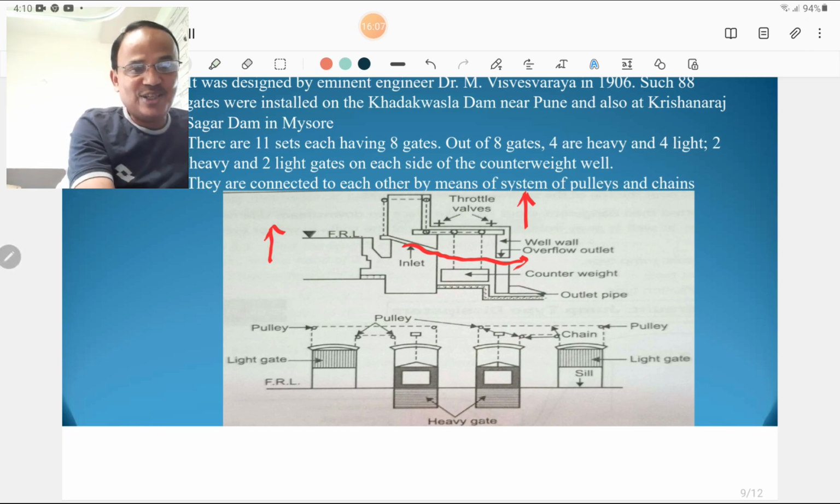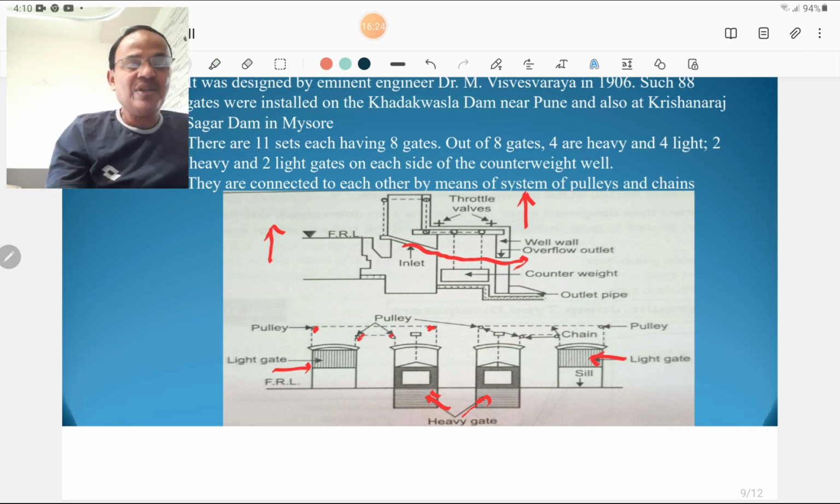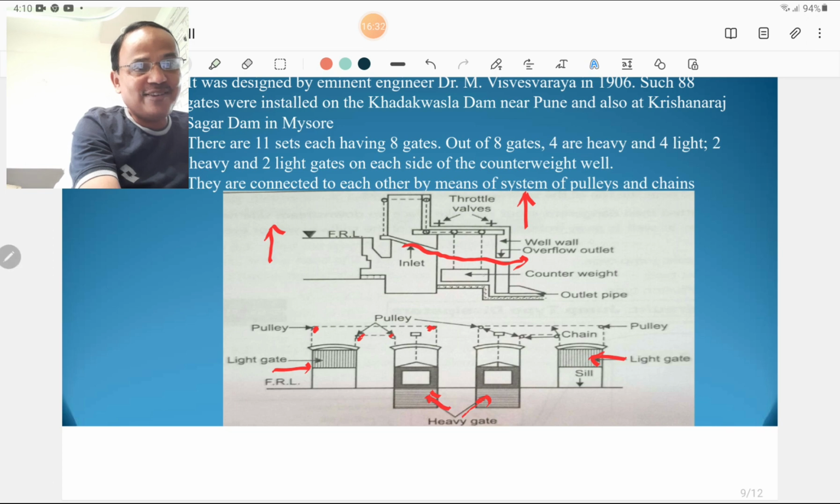So please look at this figure. These 2 interior gates are the heavy gates, 2 exterior gates are the light gates, and these gates are connected by a system of pulleys and chains which are shown here. These are the system of pulleys and chains, and this is the cross section of that particular gate which shows the counterweight well also.